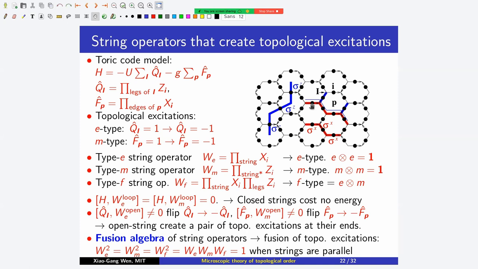The framing of a red string just displaces the red string a little bit. Then this displaced string can be viewed as a string in the dual lattice, like this thin blue line can be viewed as a string on this dual lattice. And so therefore, we can have a product of X and product of Z based on this rule. And then this bound state of E and M gave us a fermion. Actually, this F turns out to be the fermion quantum particle.